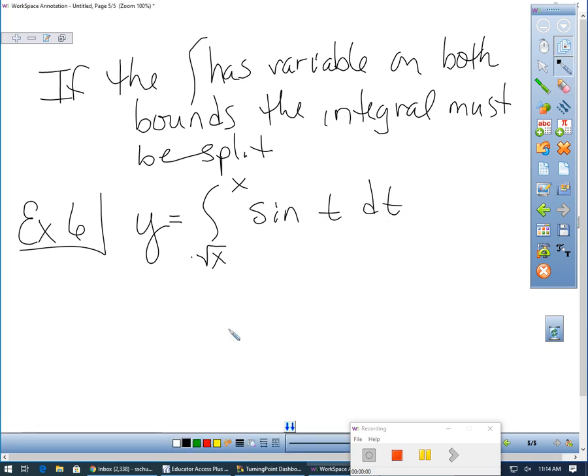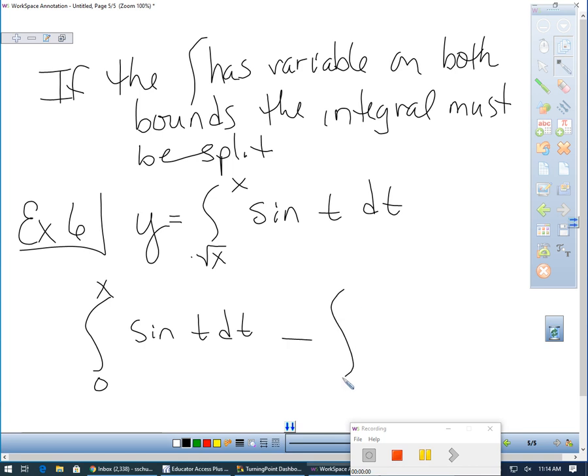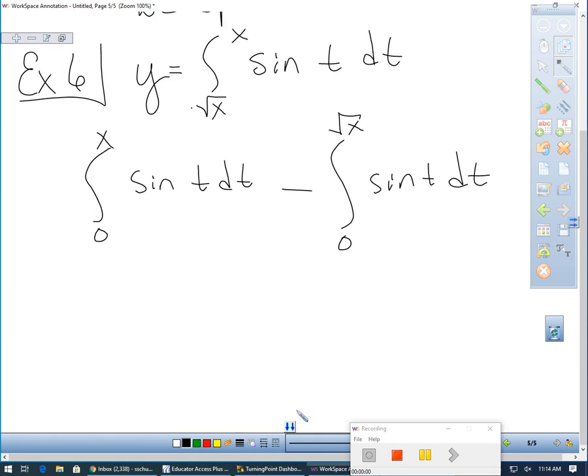So we have to split this. What we're going to do is the big bound first. So the first integral is going to go from 0 to x of sine t dt minus, because you're going to take the big one and subtract off the other one, the integral from 0 to the square root of x of sine t dt. In the first one, that's like problems 1, 3, 5, and 7, we just get to plug x in, because it goes from 0 to x. The first part of our dy dx is sine x minus.